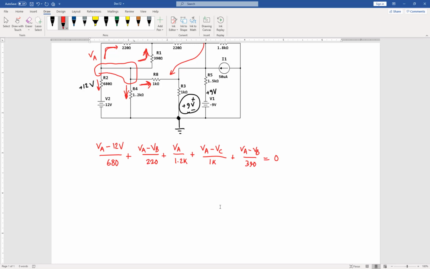So when I simplify this, that's all the VA terms. So 1, 2, 3, 4, 5 of them. And let's look at the VB terms. So what do we have? We have minus VB over 220 and minus VB over 390.